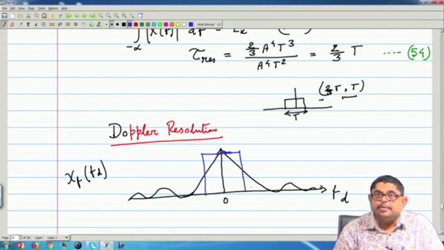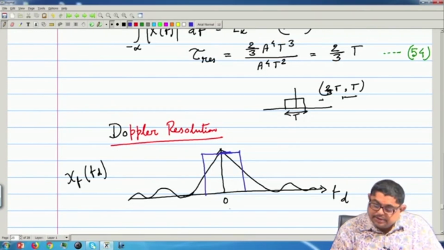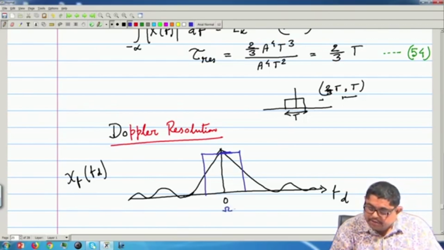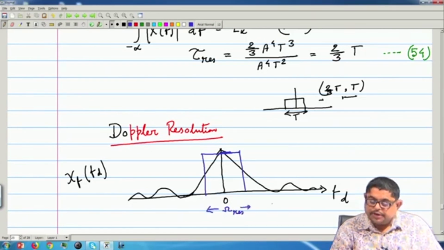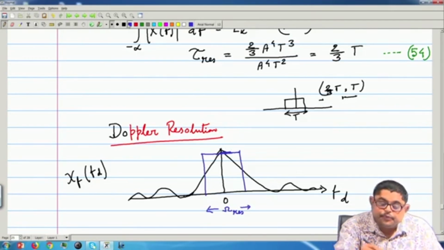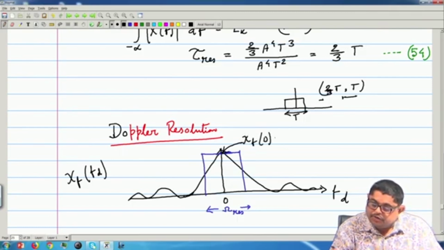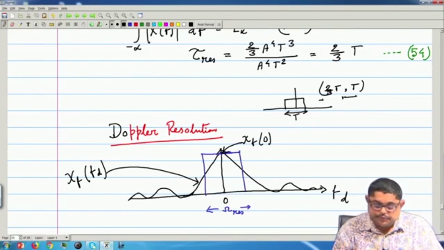Energy is a fundamental parameter. So, the energy of these two graphs, or the area under these two graphs, are the same, and this difference is called the Doppler resolution constant. So, this peak we know, this peak is at 0, and this function is this.